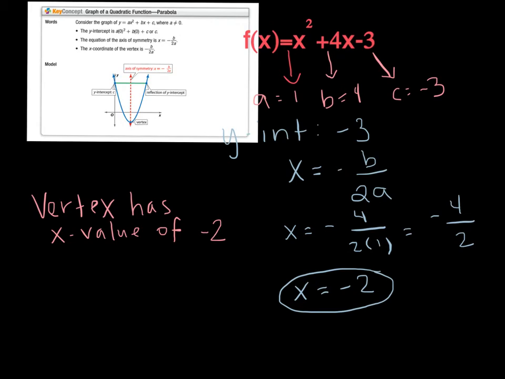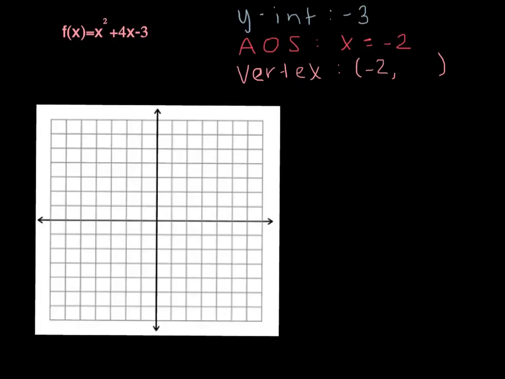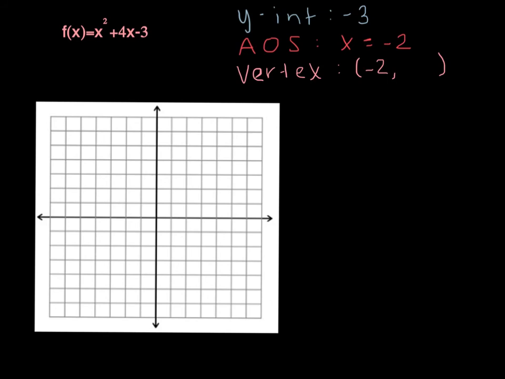And now we're going to take these pieces of information and graph this function. So we're going to go to where x is 0 and y is negative 3 and plot a point. That's where our y-intercept is. And we know that we have an axis of symmetry at x equals negative 2.